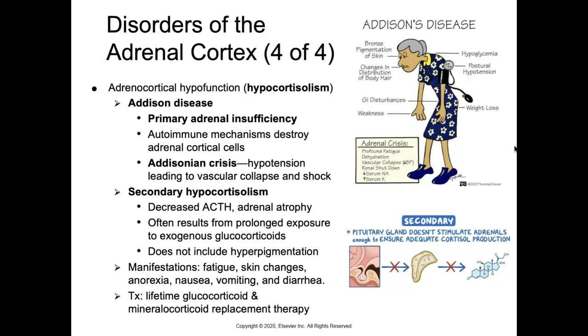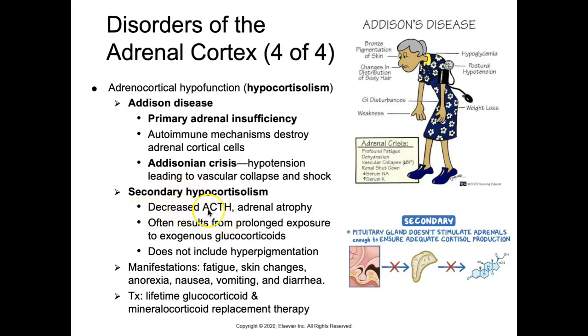And as this continues, it can lead to Addisonian crisis when we have a hypotension that can lead to vascular collapse and shock. You could see some of the other changes that take place here, such as skin changes, including a hyperpigmentation or vitiligo. And then we've got the secondary hypocortisolism.